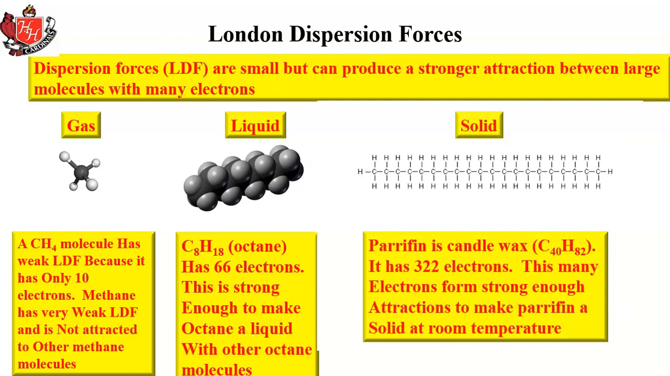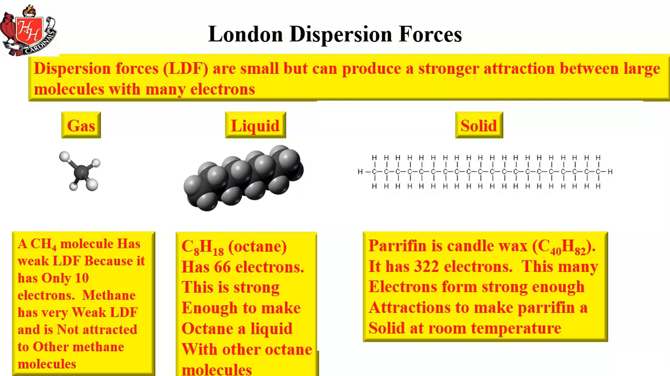And you see that's a very long hydrocarbon. Again, all three of these molecules are just carbons and hydrogens, but this one is very long, and it's called paraffin, and that's candle wax. It's C40H82, which if you count up all the electrons, it has 322 electrons. This many electrons form strong enough attractions to make paraffin a solid at room temperature. So as you know, candle wax is solid at room temperature.